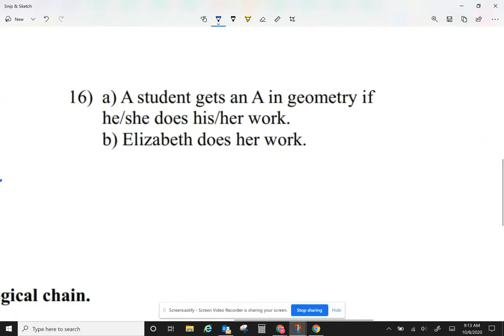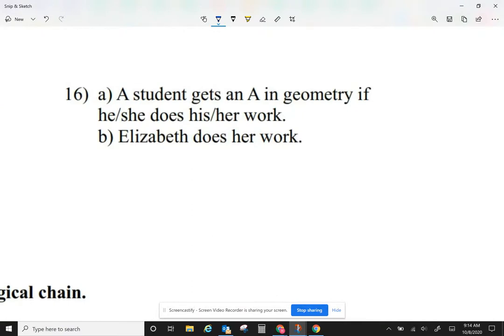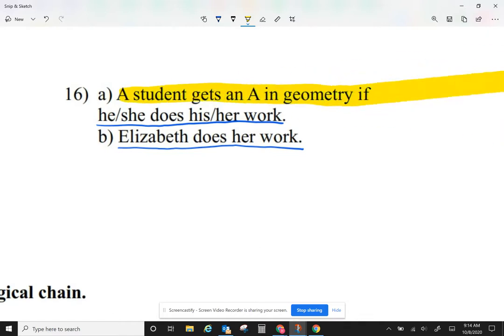All right, let's take a look at number 16. A student gets an A in geometry if he or she does his or her homework. Elizabeth does her homework or does her work. So we can see that Elizabeth does her work. He or she does his or her work. Those are very similar. So I have to rewrite that a student gets an A in geometry. But we know which student we're talking about. In this case, we're talking about Elizabeth. So instead of saying a student, I'm going to say Elizabeth.